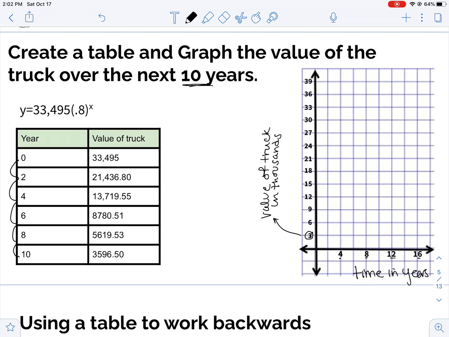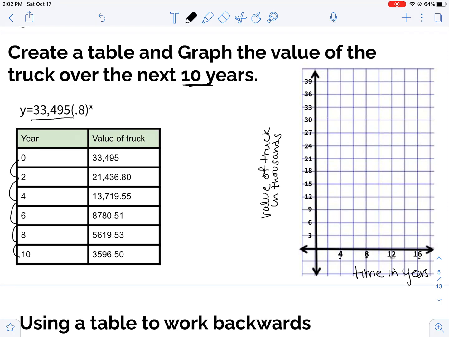Okay, so again, you can be very flexible on what you're going to make your scale, but I noticed my truck has to go to $33,495. So I knew I had to get that y-axis somehow evenly spaced. So I just counted by 3s. I think I played around with maybe doing 4s or 5s, but I figured I could get 3s to fit up there, and just some things to look for as you're doing your tables and you're graphing them.